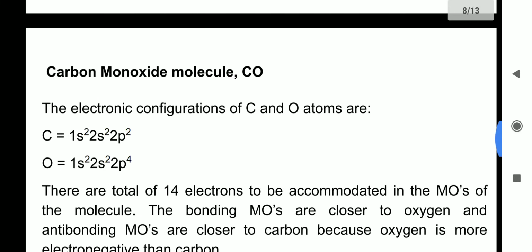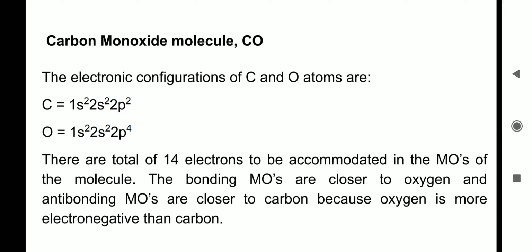The second molecule that we will take up is carbon monoxide. The electronic configuration of carbon monoxide can be written by constructing the molecular orbital diagram of the same. Carbon monoxide has 14 electrons present in it: 6 are coming from carbon and 8 are coming from oxygen. So, these 14 electrons we will accommodate in the molecular orbital diagram of this molecule.